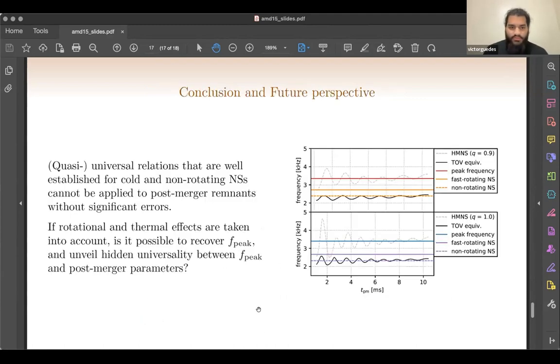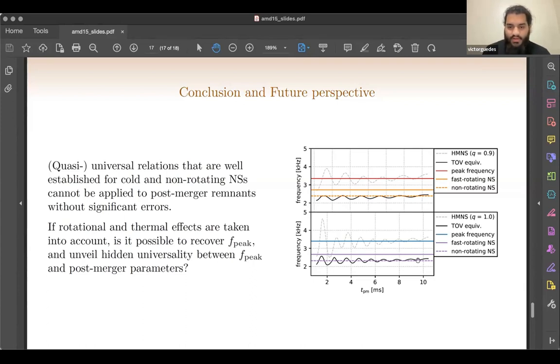And with that, I would like to conclude this second part. We saw that for this particular f-mode relation, we could not apply that to post-merger remnants, but in general, we can say that no relation that is meant for cold or non-rotating neutron stars can be applied to post-merger remnants. And we are left with this question: if we add thermal or rotational effects into these relations, could we recover this peak frequency and unveil a hidden universality between this peak frequency and post-merger parameters? We still don't know that.